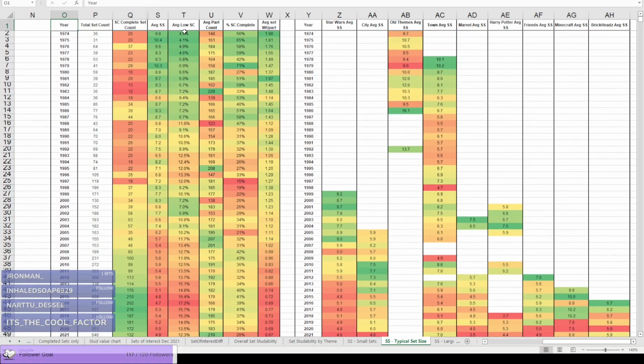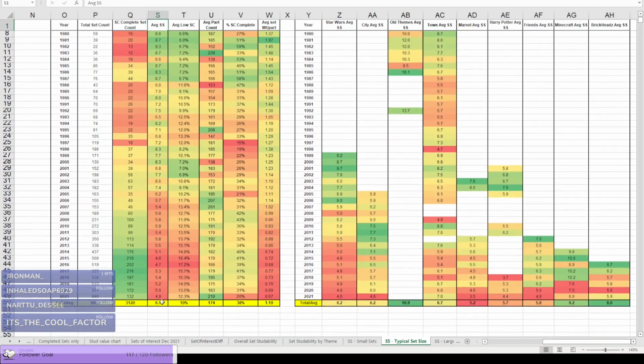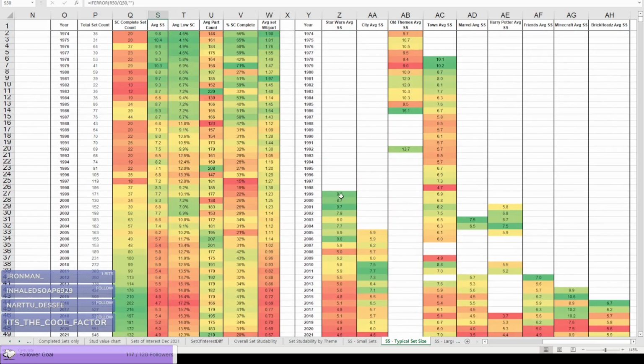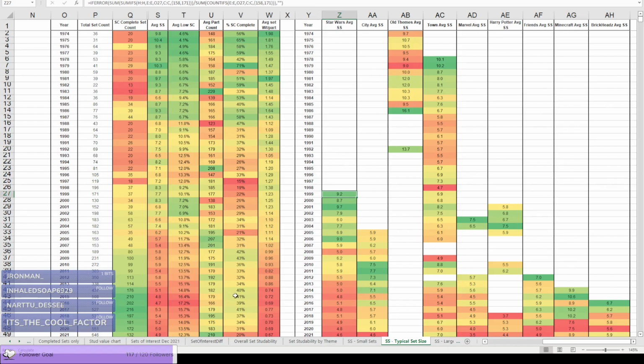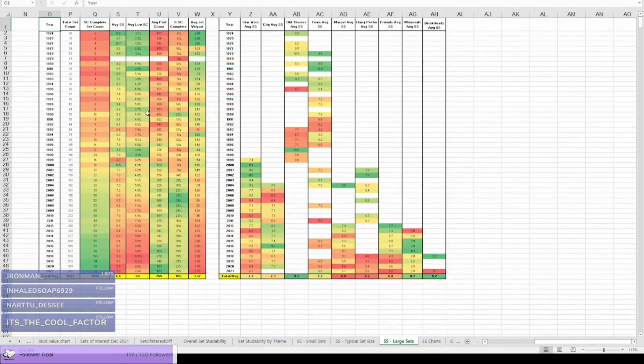So again, green to red for average low, average SS, very clear green to red. Star Wars, green to red, like green to red all over the place. So there's very clear trends here. Same with large sets. Again, it gets very sporadic, but Star Wars, you can see that green to red. You can see it with Friends, green to red.